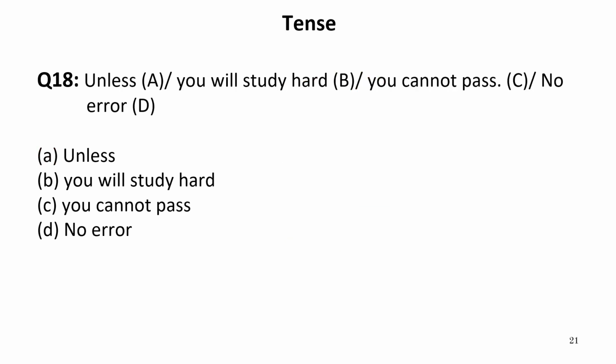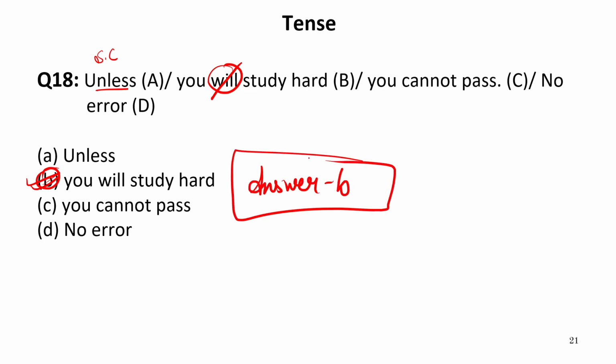Unless you will study hard, you cannot pass. The same thing is there. Unless is a subordinate conjunction. In any clause just after a subordinate conjunction, we cannot have any modal. Therefore, this will should be removed from part B. The correct sentence will be unless you study hard, you cannot pass. Therefore, the error is in part B. So our answer is B. By removing this will, the sentence will be correct. Now let us move to the next one.